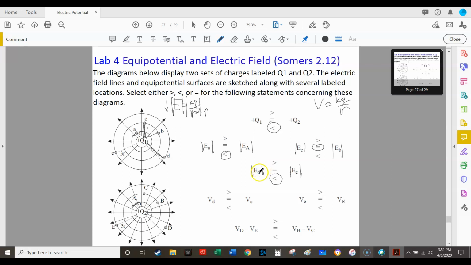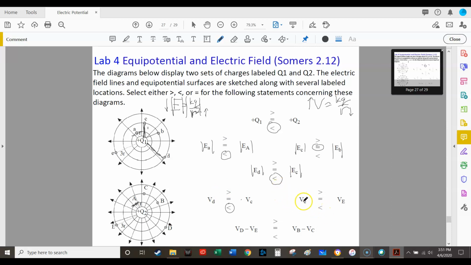All right, go ahead and try the voltages. We're going to compare the voltage at D to the voltage at C. Well, again, C is closer to the source, so that means the voltage is going to be greater. C is going to be closer to the source than D. So that means this is going to be the case where the voltage at C is going to be more positive than the voltage at D. It's going to be a higher height. All right.